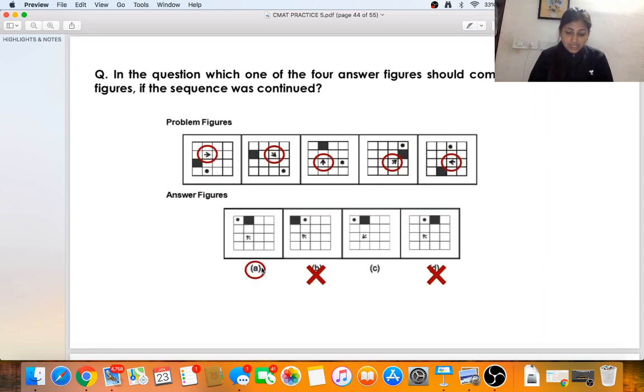Most of you have marked C. Only Shubhra has said A, and that's correct. Okay, it's A, guys. All right.